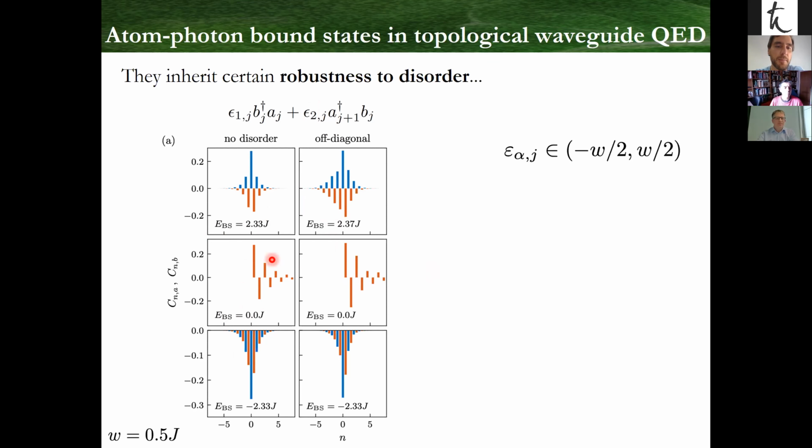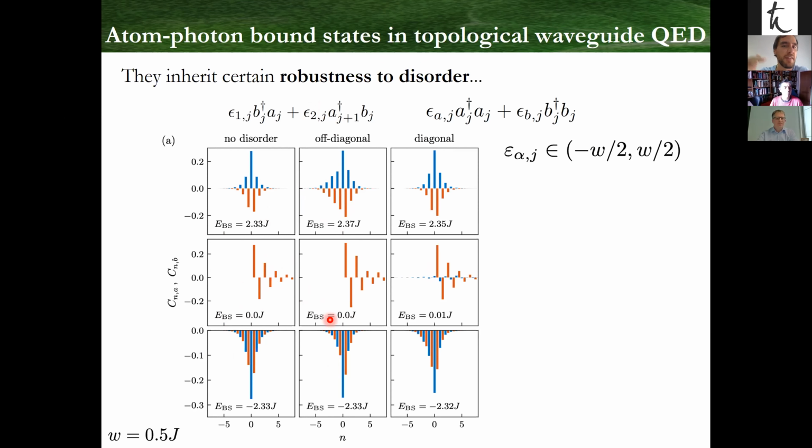And you see that, for example, the bound state in the middle, the energy does not change, it remains at zero. And the wave function also is not changing, while the other ones are affected. When you add diagonal disorder in the energies, because this does not respect the symmetry that gives rise to the topology in this model, they become a little bit affected, but you can also show that they are more robust than the upper and lower band gap bound state modes. So this is also a nice property.